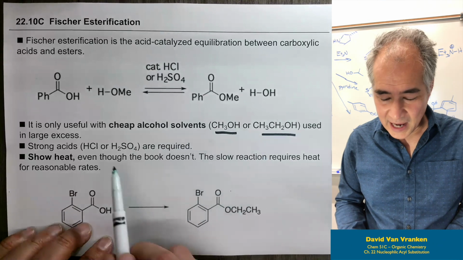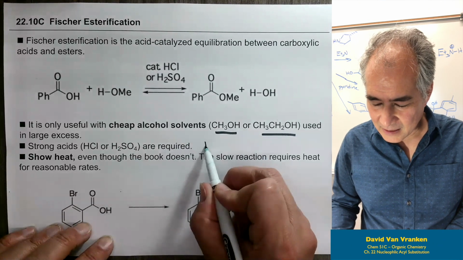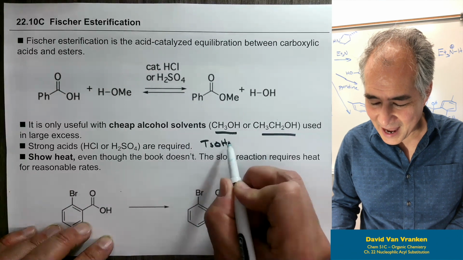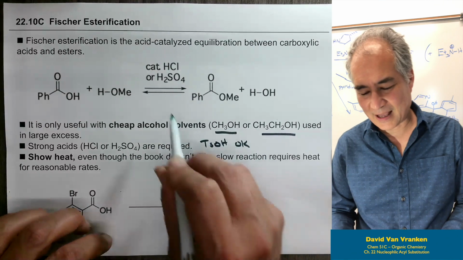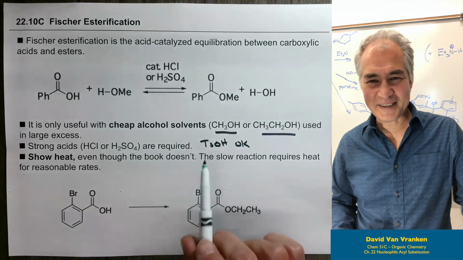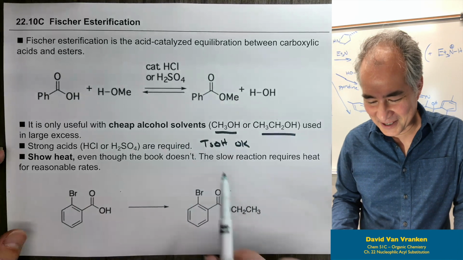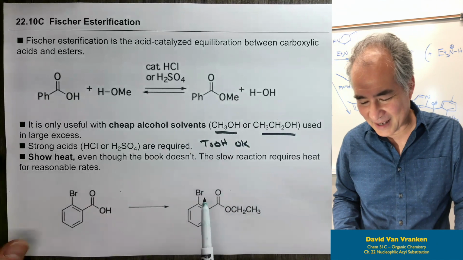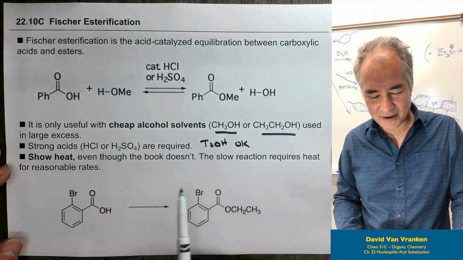Okay, you have to use strong acids. And again, toluene sulfonic acid is okay, but you're not going to find examples like that in the book. That would be really unusual. It's kind of expensive. That's for if you just want a little bit, like you're making acetals.